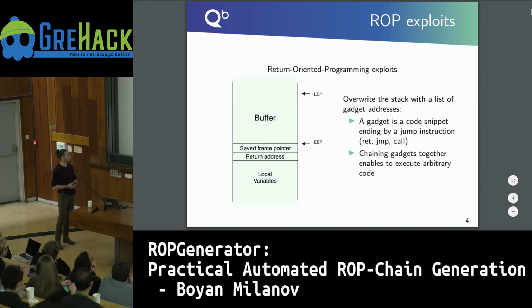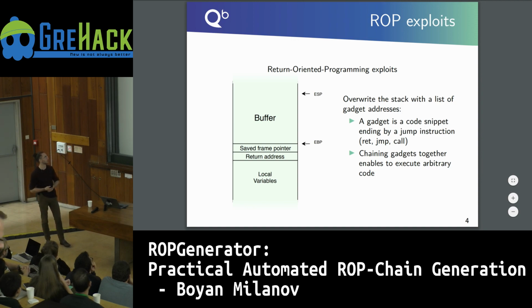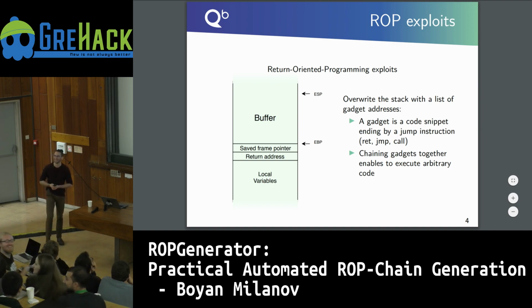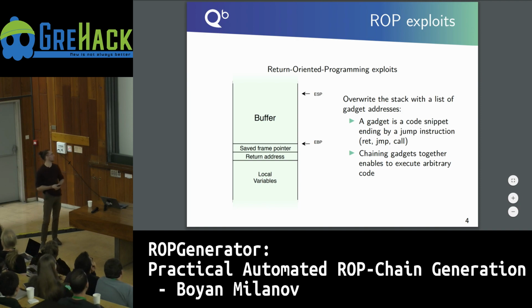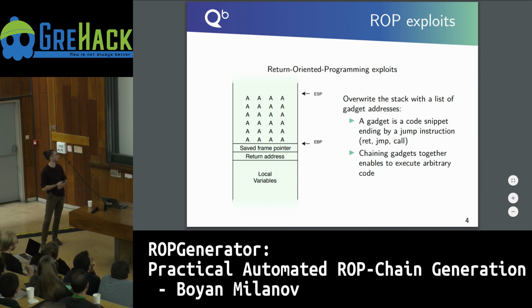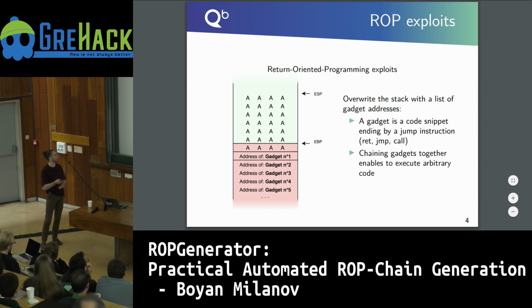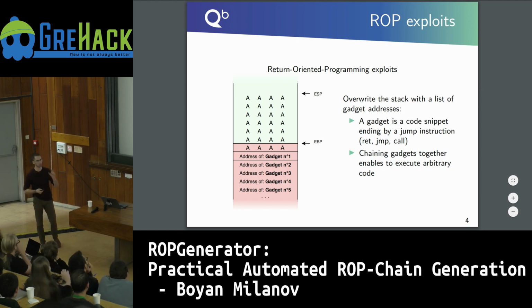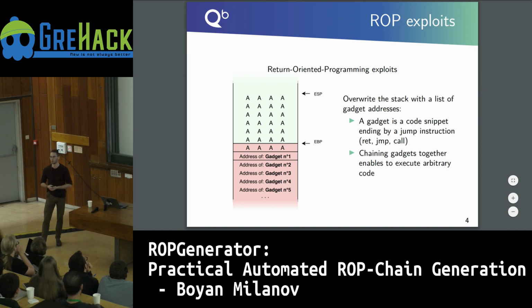So how does a ROP attack work? Basically, I will show it on a buffer overflow. When you have a buffer overflow, you can override the stack with an input. So what you will do is replace the return address of a vulnerable function with a list of gadget addresses. A gadget is a small code snippet that you take in a vulnerable program. So it's a few instructions ending with a return instruction, basically. And by chaining gadgets together, you will have arbitrary code execution on the vulnerable system.